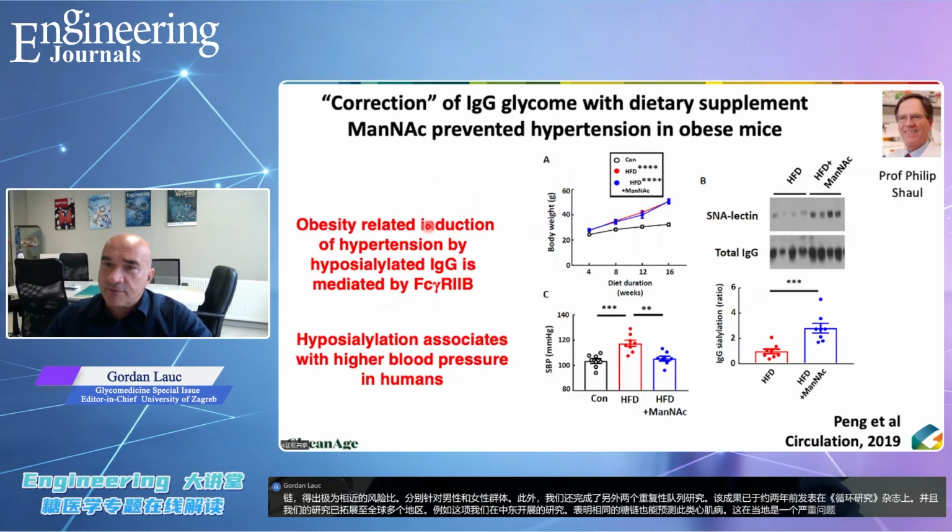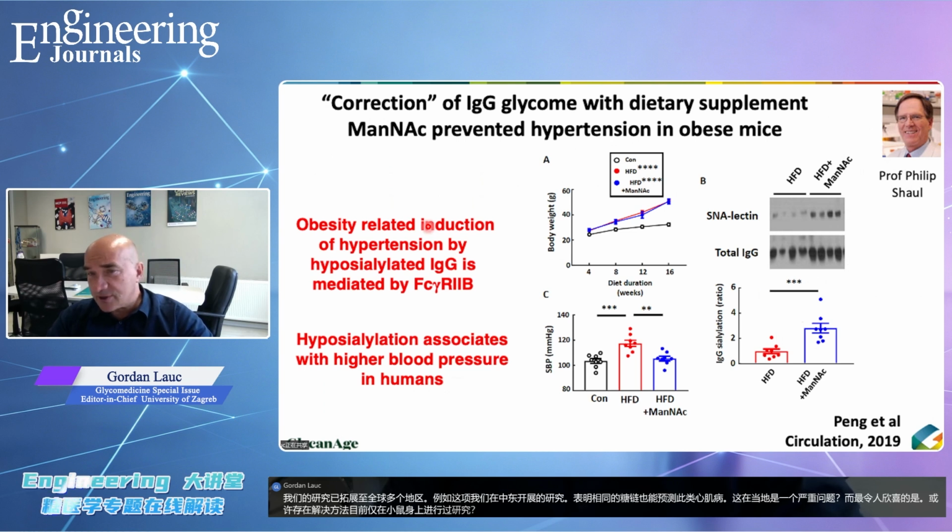The best part of it is maybe there's a way to fix it. For now, it's only mice. But if you feed mice with ManNAc, which is N-acetylmannosamine, which is a precursor for sialic acid, you can protect them from hypertension even when they develop obesity on a high-fat diet. But of course, for now, this is only on mice.